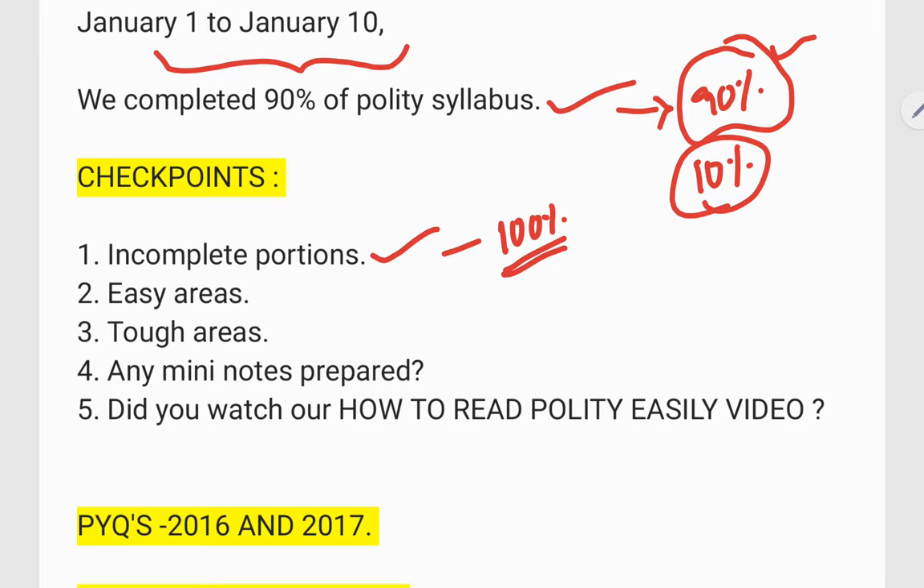Next, identify easy areas. What do easy areas mean? Look, if you're comfortably completing any one particular chapter with ease, not struggling too much to remember, or you're finding some interest while reading that particular topic, identify such areas and try to read them more so that you can remember them for a long time.